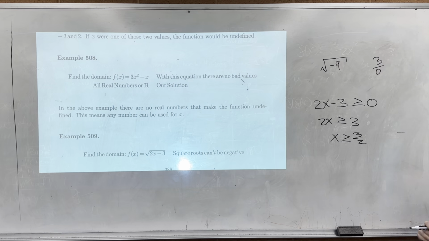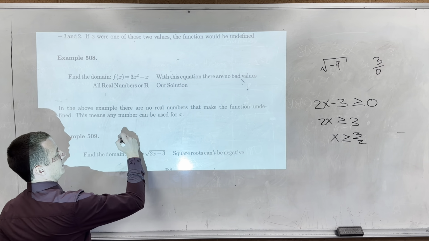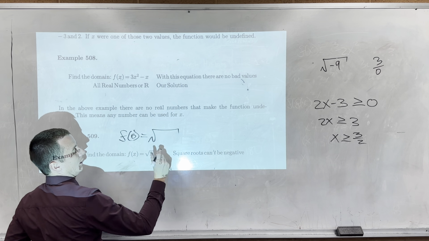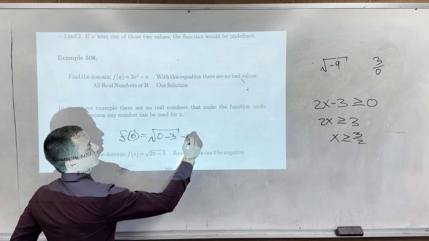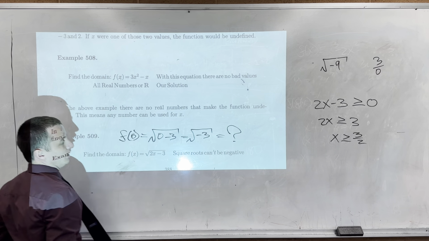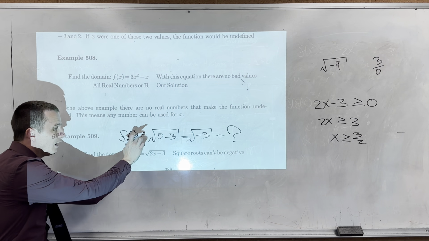For example, let's plug in 0. Question, what is f of 0? Right up here. What is f of 0? In this case, that would be the square root of 0 minus 3, which is equal to the square root of -3, which is not a real number. 0 breaks the function. So we can't plug in 0.